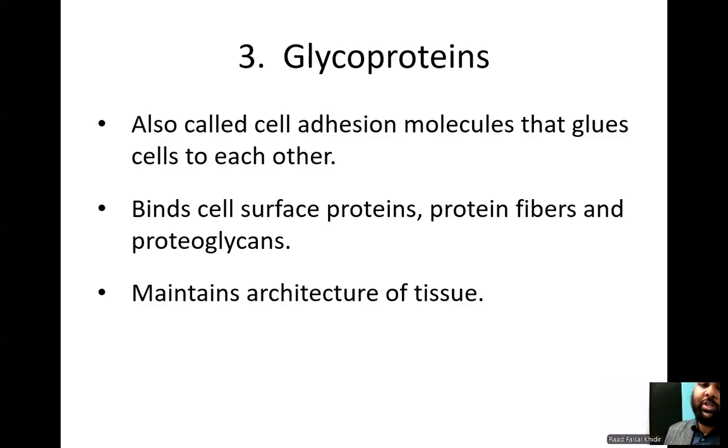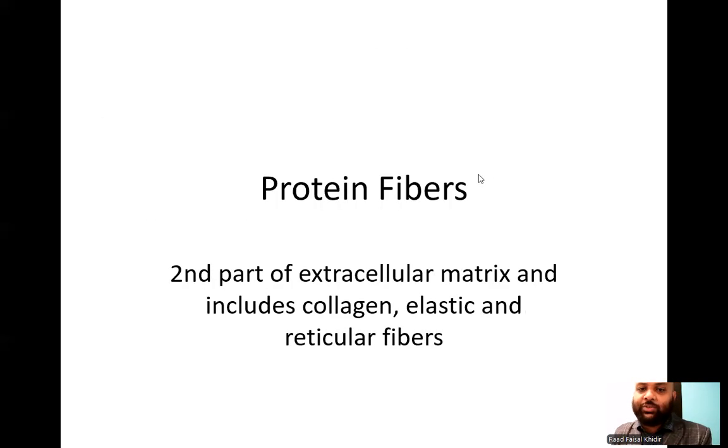Glycoproteins. Glycoproteins are also called cell adhesion molecules that glue cells to each other. You know that these are your CAMs and CAPs, cell adhesion molecules and cell adhesion proteins. So they hold the cells really tight together and they bind the cell surface proteins, the protein fibers, and proteoglycans. It maintains the architecture of the tissue.